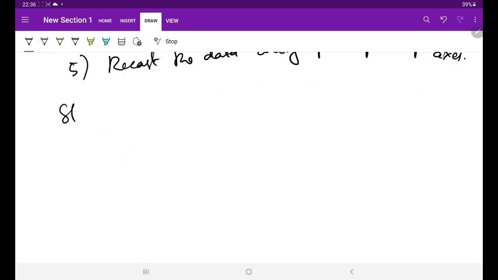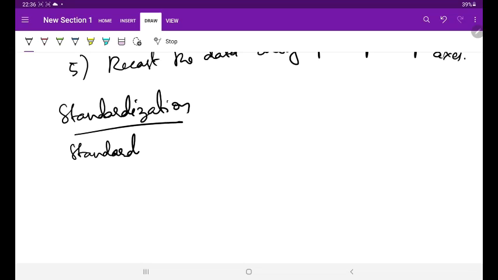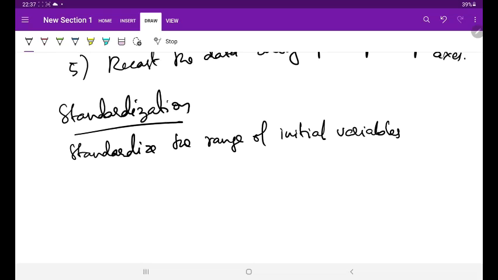First I will check the first step, standardization. So why are we doing this? What we do is we standardize the range of initial variables using a mathematical formula.